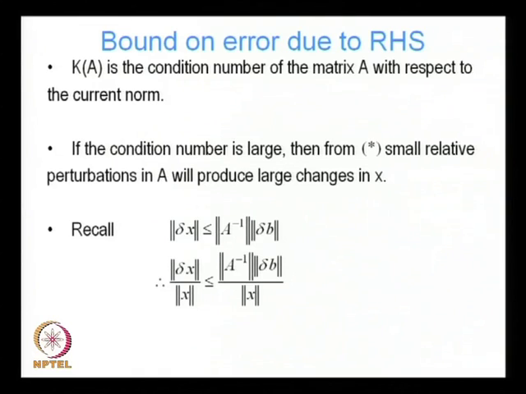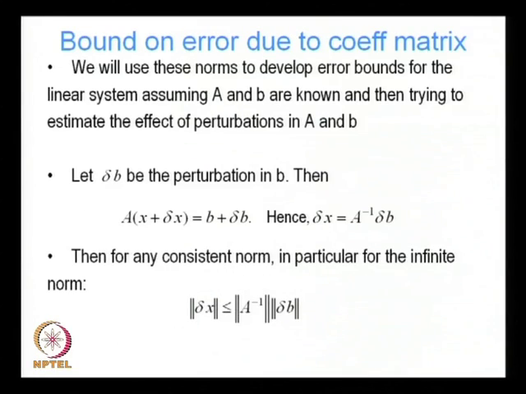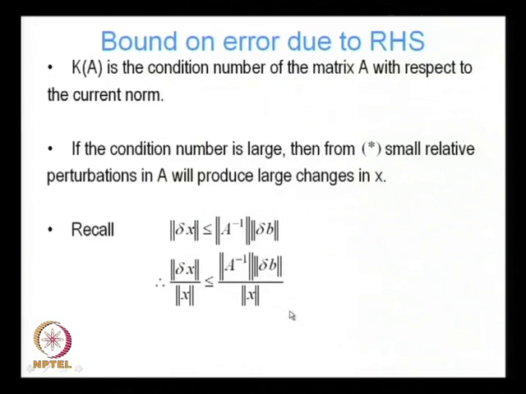So, again let us recall norm of delta x is lesser than or equal to norm of A inverse norm of delta B, which we obtained earlier. Norm of delta x is lesser than or equal to norm of A inverse norm of delta B. So again, dividing both sides by norm of x, norm of delta x by norm of x is lesser than or equal to norm of A inverse norm of delta B by norm of x.